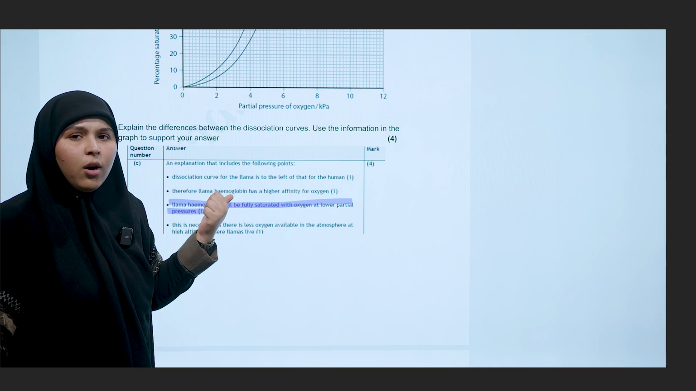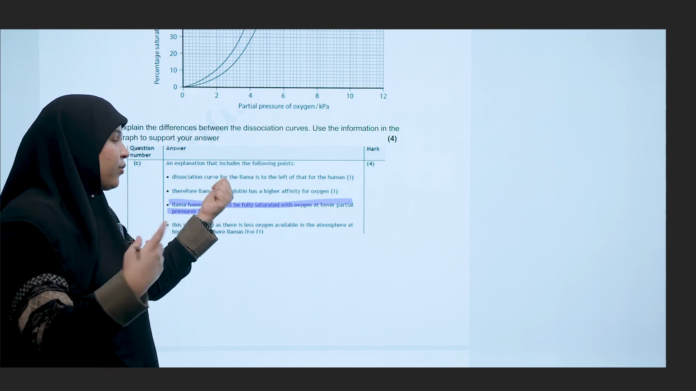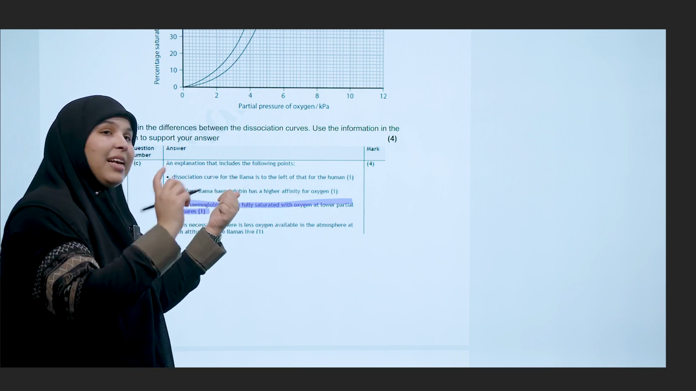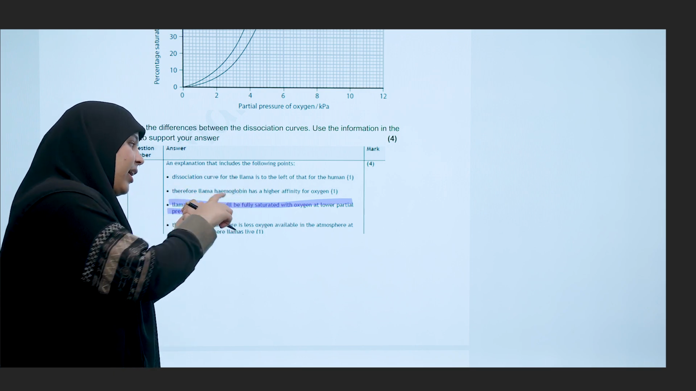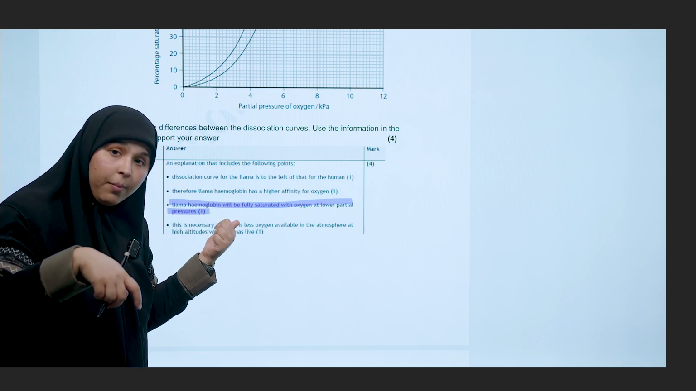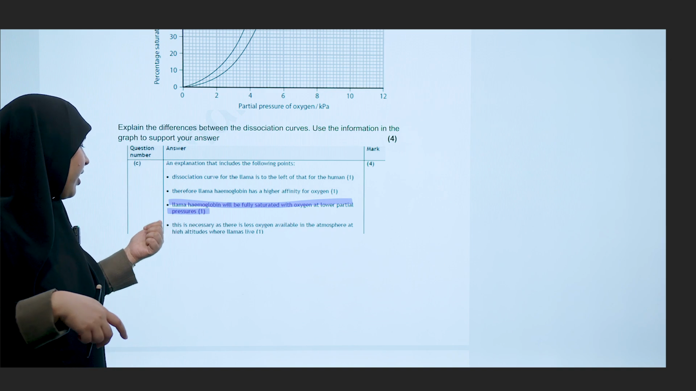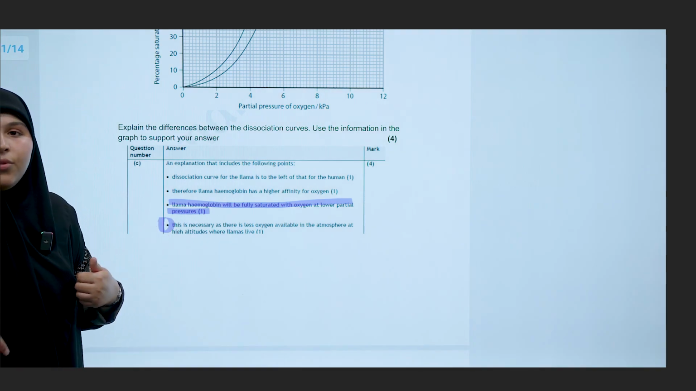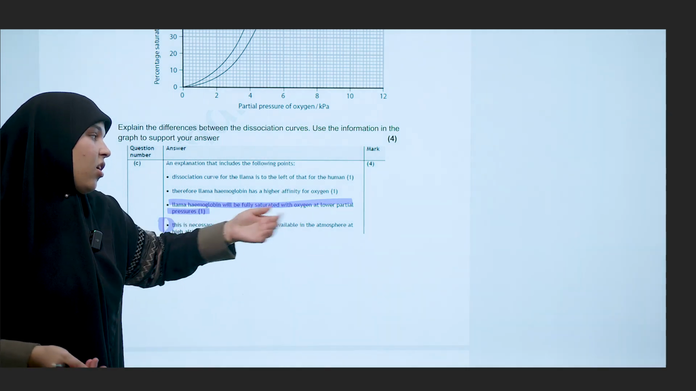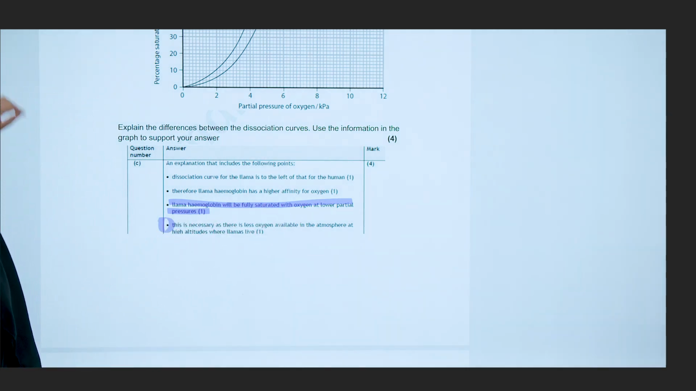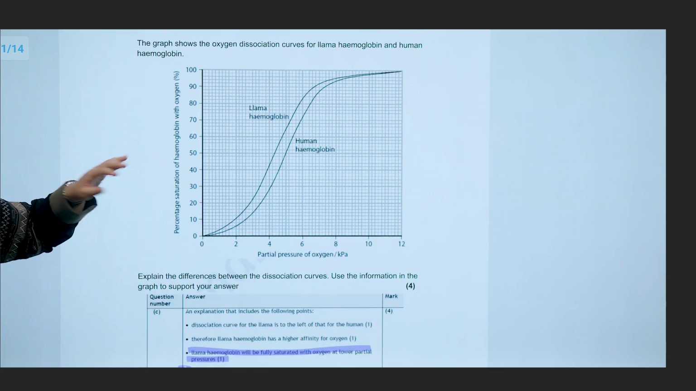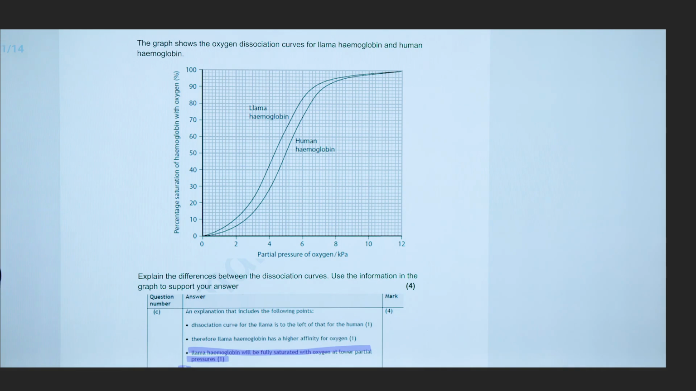Why are you saying loaded or unloaded? Because if we're talking about mice or earthworms, it's going to be shifted to the right. It's going to have less affinity for oxygen. That's why it needs to unload the oxygen to the respiring cells, because oxygen is needed for aerobic respiration. And then you're going to mention why we need all of this adaptation: it is necessary as there is less oxygen available in the atmosphere at high altitudes. So this is, in summary, the lesson about the oxygen hemoglobin dissociation curve.